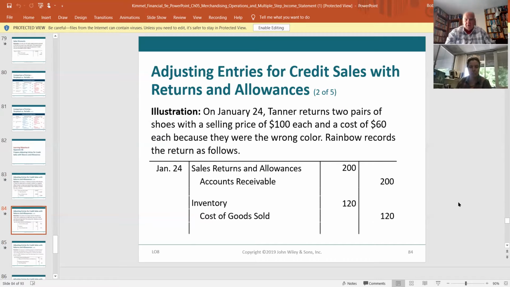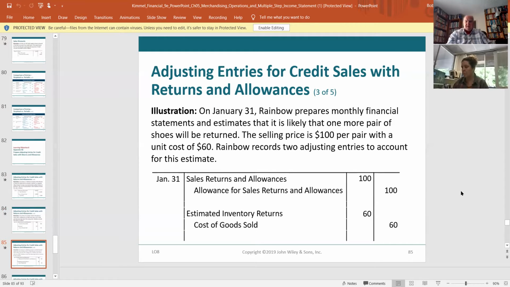Now, Tanner returns 2 pairs of shoes because they were the wrong color. Those shoes, as we know, cost us $60. 2 shoes come back to us. Under a perpetual system, we're going to debit sales returns and allowances and credit AR. That's the same for both systems. But we're allowed under this system to put the inventory back and reduce the cost of goods sold. So we no longer have a profit of 80. We're back to no profit at all for these 2 pairs of shoes.